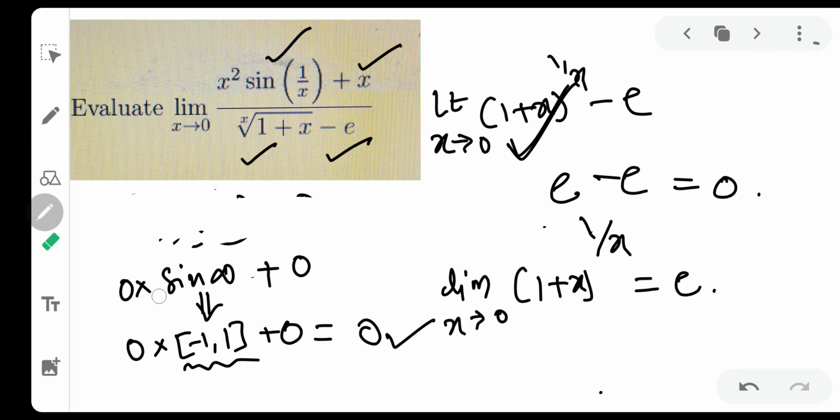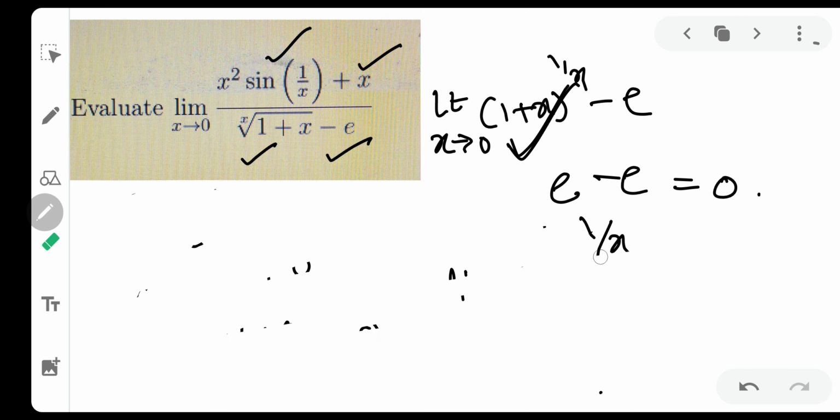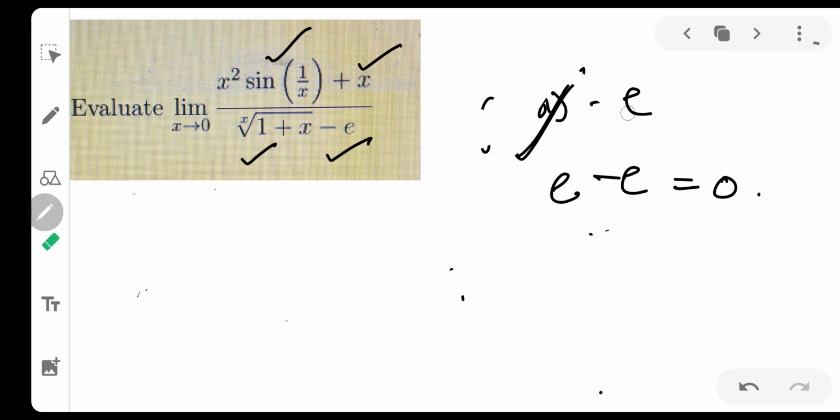It means this is a 0 by 0 form. The numerator is also 0 and the denominator is also 0. Hence the limit should be solved. Now what I propose over here is you divide numerator and denominator both by x. Then it will be very easy to solve this question.